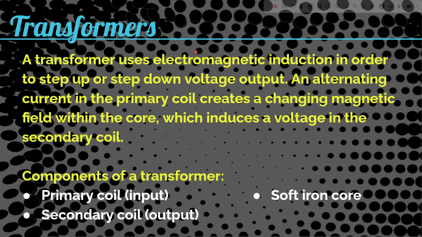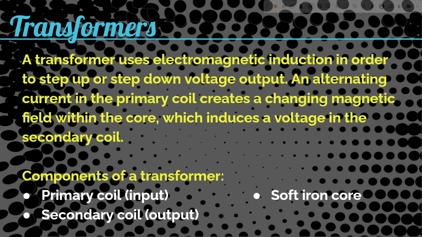So electromagnets are just one application of electromagnetic induction. This is another one: transformers. A transformer uses electromagnetic induction in order to step up or step down voltage output. An alternating current in a primary coil creates a changing magnetic field within the core, and that induces voltage in the secondary coil.